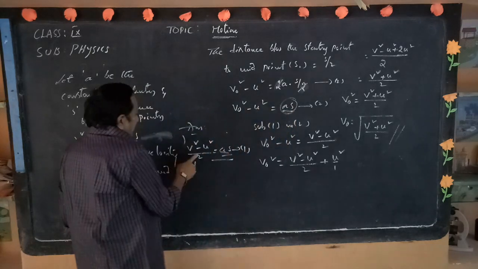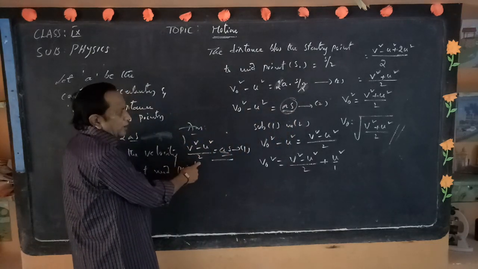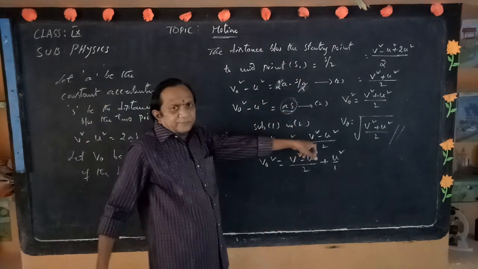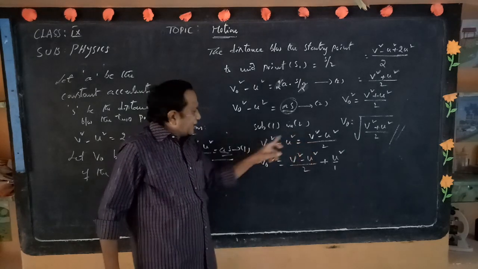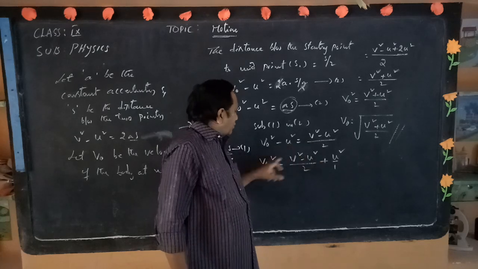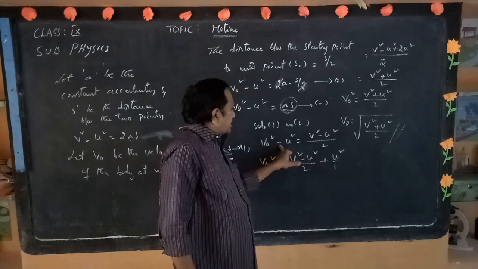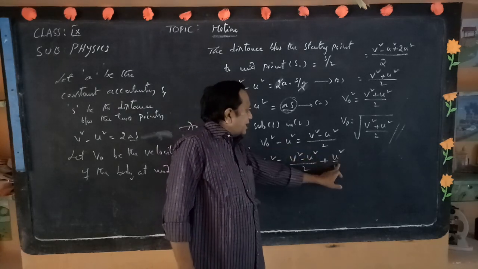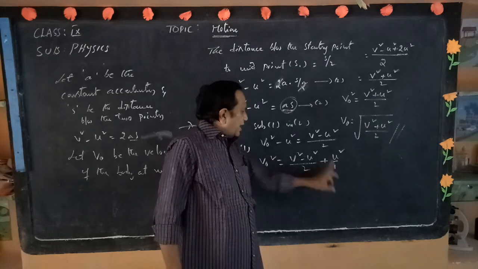What is the value of as in the first equation? v square minus u square by 2 will be there. That value I have to substitute here. And we get v naught square minus u square is equal to v square minus u square by 2. Then v naught square is equal to, send this u that side. It becomes minus, goes there plus. So u square by 1.